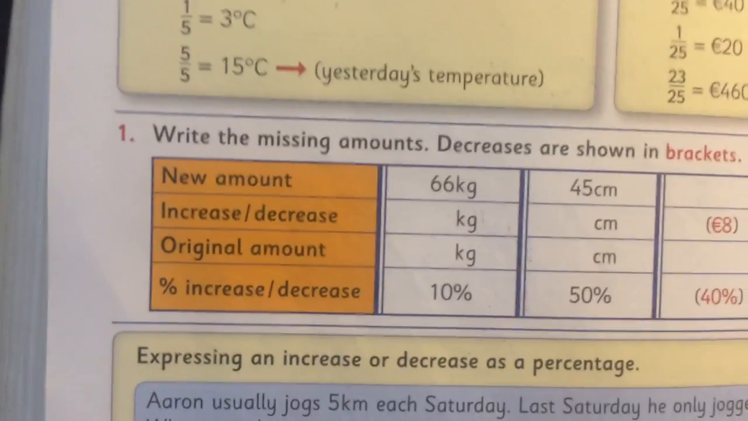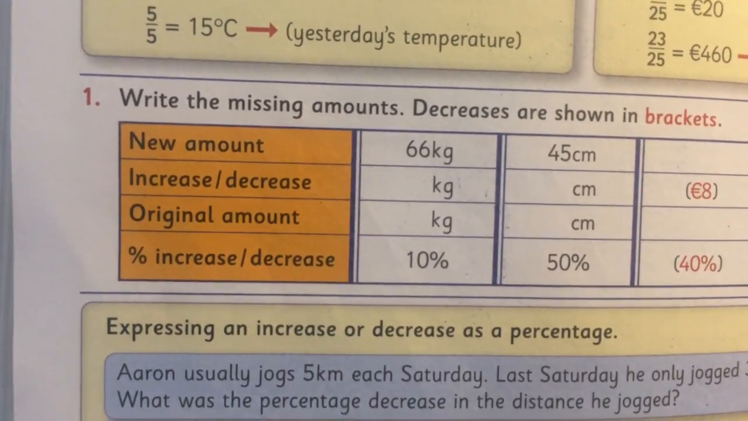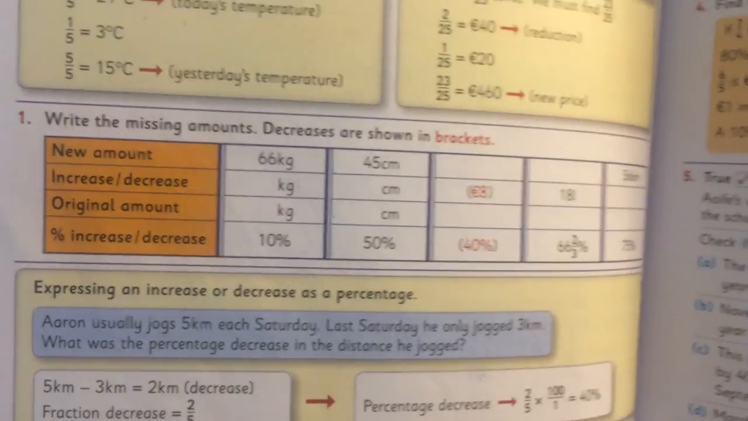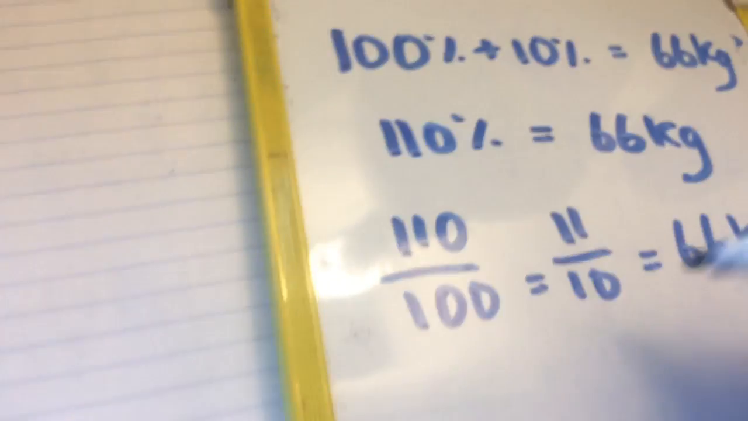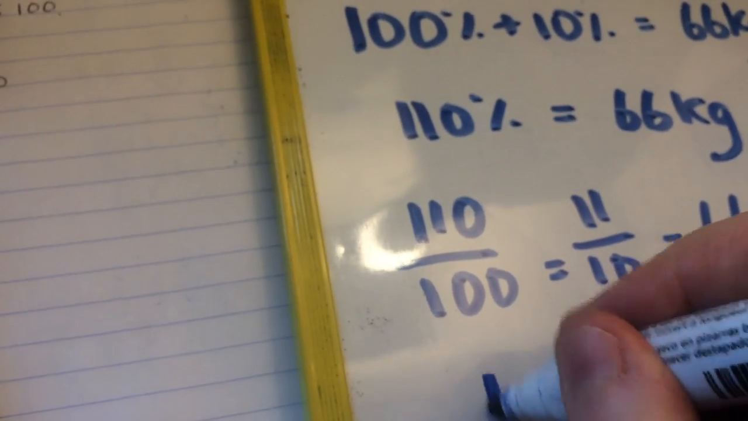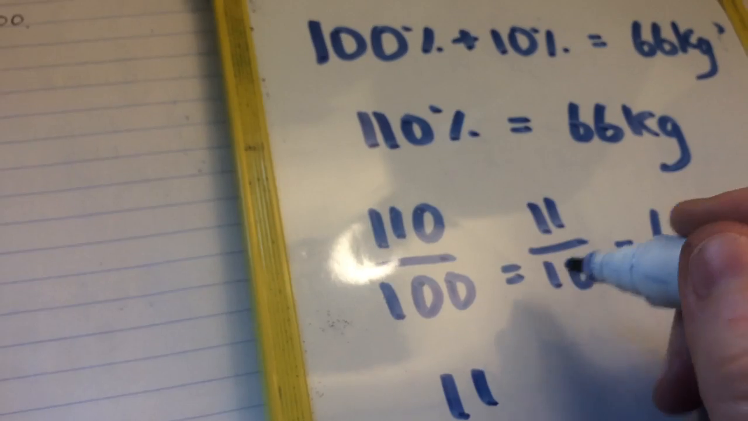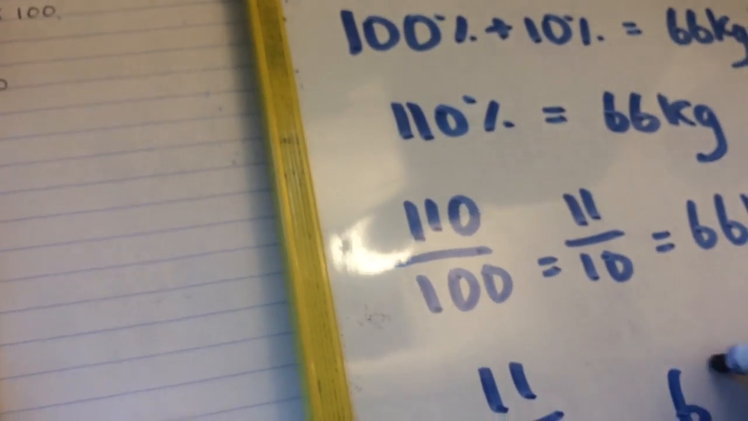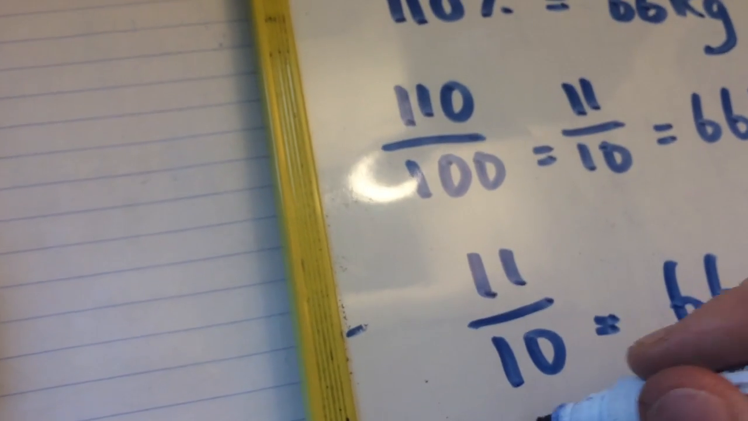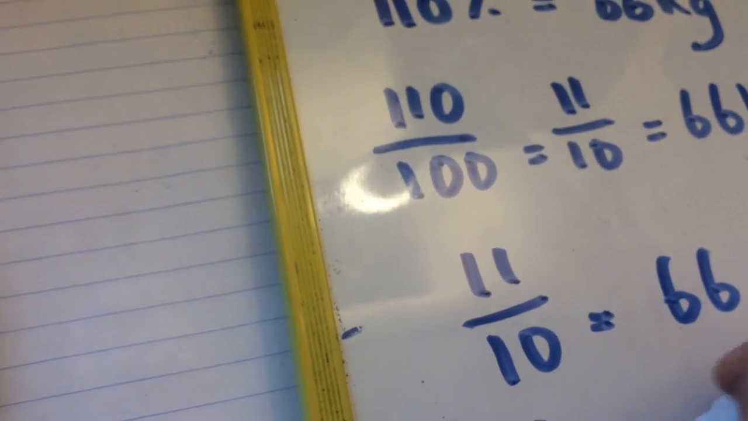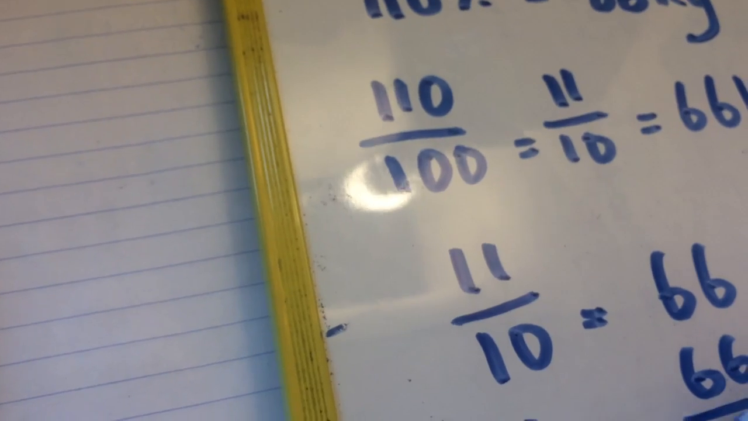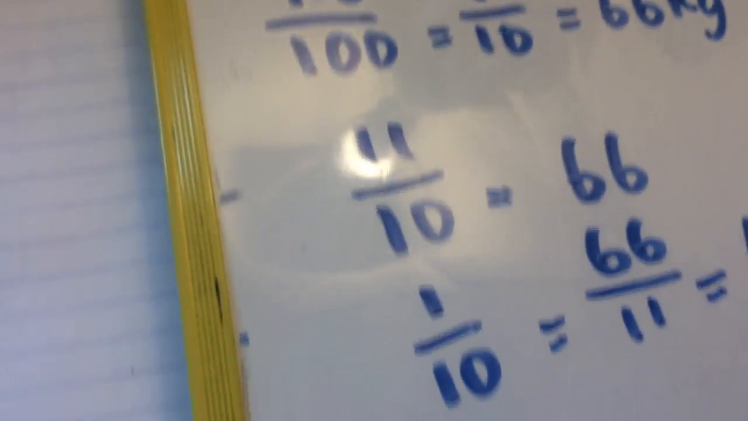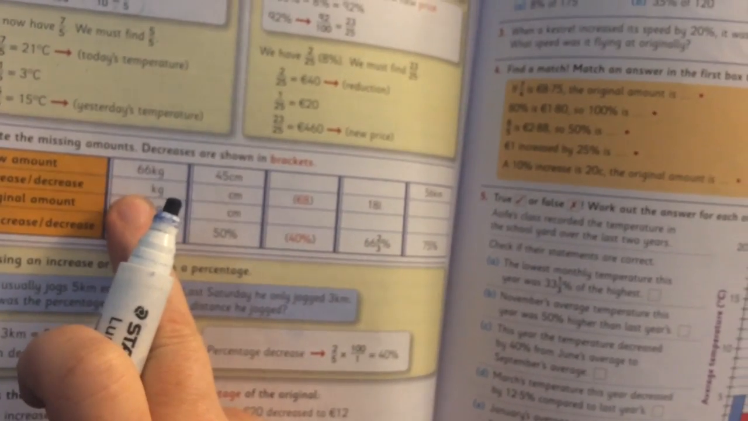We're asked for the increase. So we know the increase is only 10%, so let's work that out. Our 1/10: 11 tenths equals 66 kg, so 1/10 equals 66 divided by 11, which equals 6. So we know to fill in here that the increase is only 6 kg.